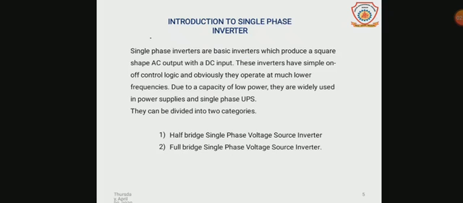Now according to our syllabus, we will discuss about the single phase inverter. Single phase inverters are basic inverters which produce a square shaped AC output with a DC input. These inverters have simple on-off control logic and they are classified into two categories. First one is half bridge single phase voltage source inverter and second one is full bridge single phase voltage source inverter.